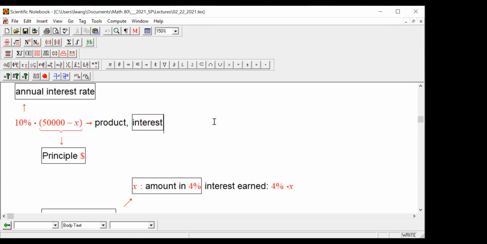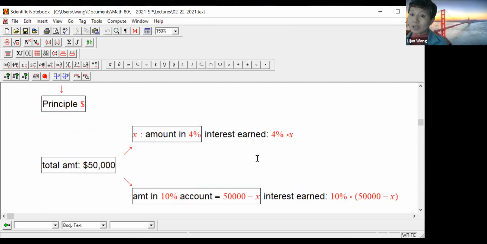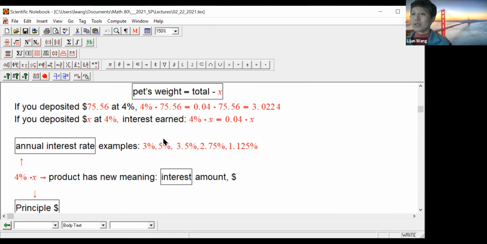Yes. Good. Okay, so now we understand all these terminologies, right? So we know that this has a name. This is the interest. And this is the interest, right? And these are principals. X are principals. Do you follow me? So now let's look at the question itself.